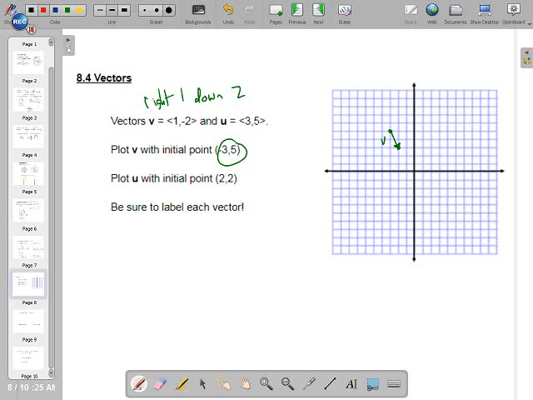I'm going to do the same thing with u. Start at positive 2, positive 2, and I'm going to go right 3 and up 5. Put a dot, and I'm drawing from the initial point to what we call the terminal point, and that is vector u. So vector v, right 1, down 2. Vector u, right 3, up 5.